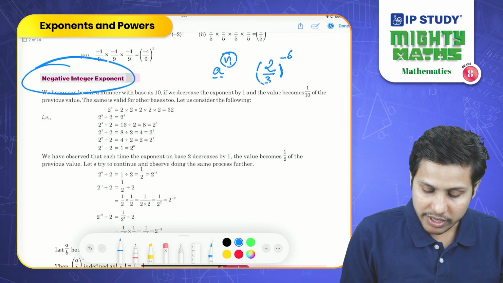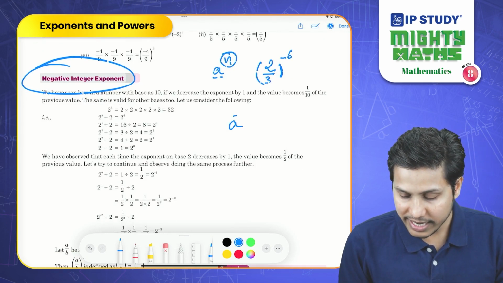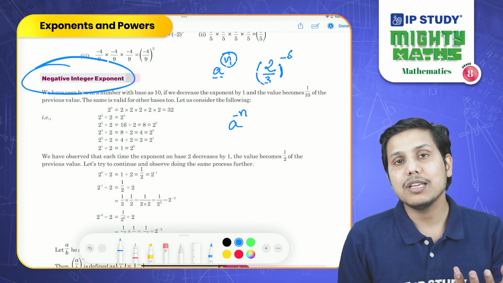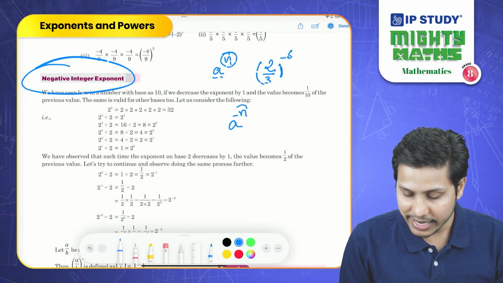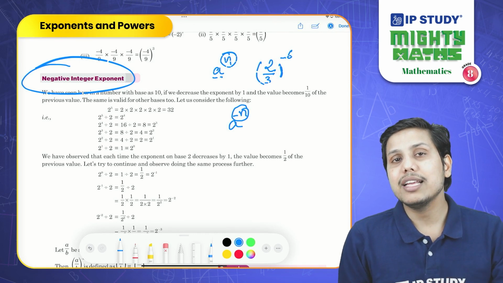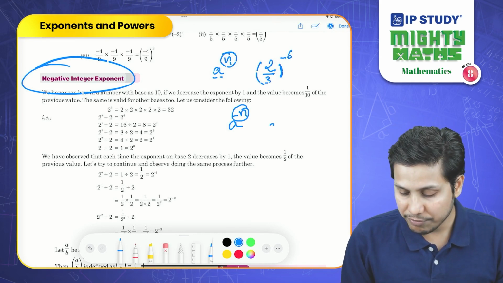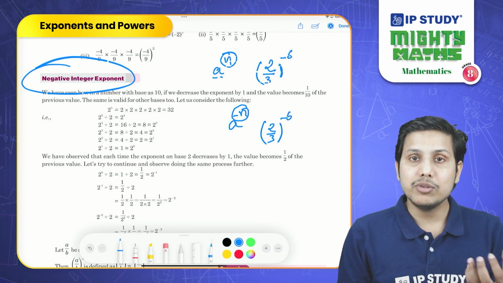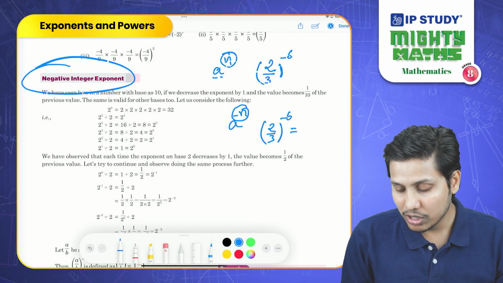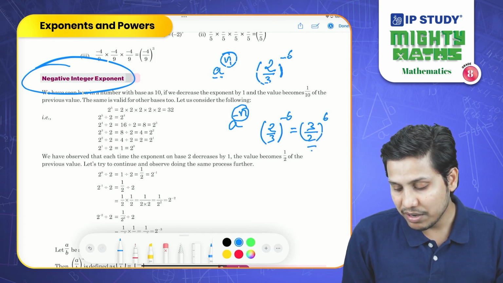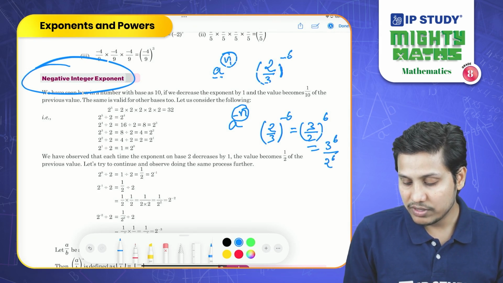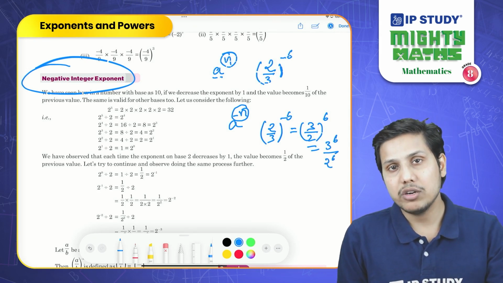There is a rule which says that if there is a negative exponent over a base, say a rational number, we have to take the reciprocal of the number. Suppose we have 2 over 3 raised to the power of negative 6. In order to simplify it, we take the reciprocal of the number, 3 over 2 raised to the power of 6. On simplification, we get our answer as 3 raised to the power of 6 over 2 raised to the power of 6. As these are very big numbers, we will not simplify it further.